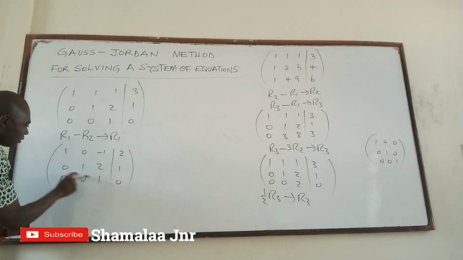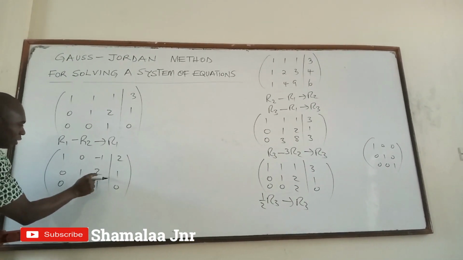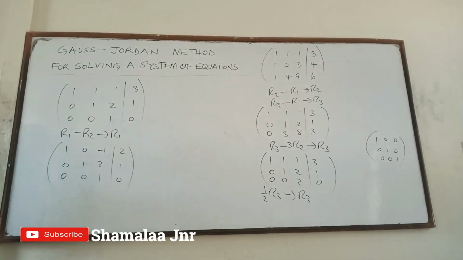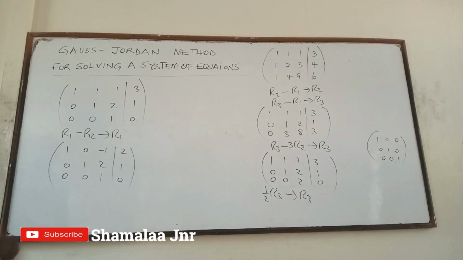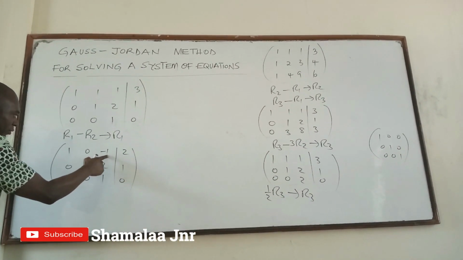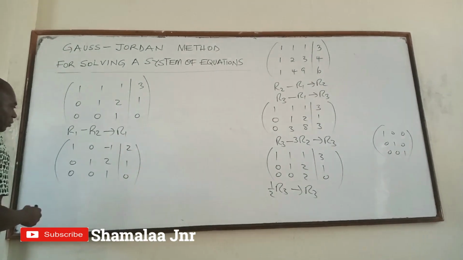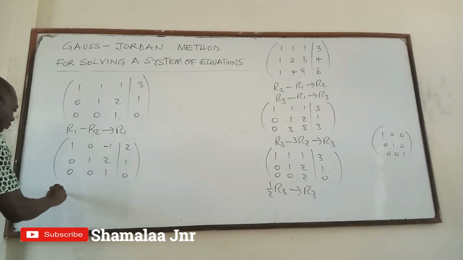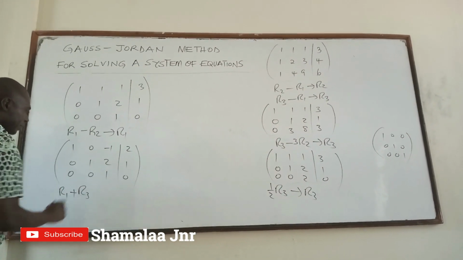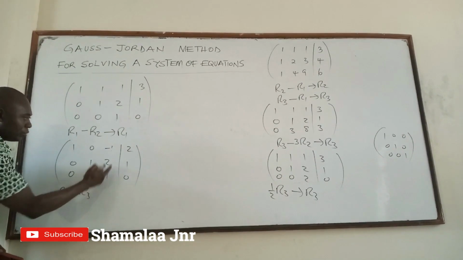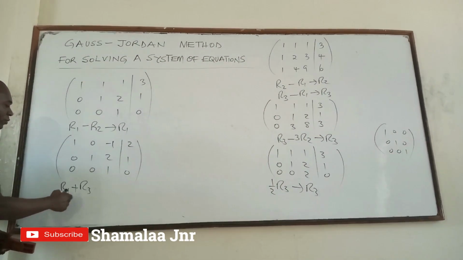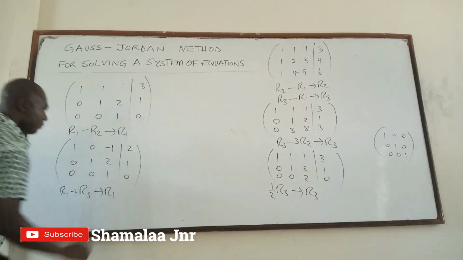This is 1, 1, 1, 0, 0, 0, 0. So this one should be able to go to 0, this one should go to 0, and then this one should also go to 0. Now look on the board. To cause this one to go to 0, you can say that row 1 plus row 3. You see, when you add these two and put here, you are going to get 0. So row 1 plus row 3 should give us row 1.